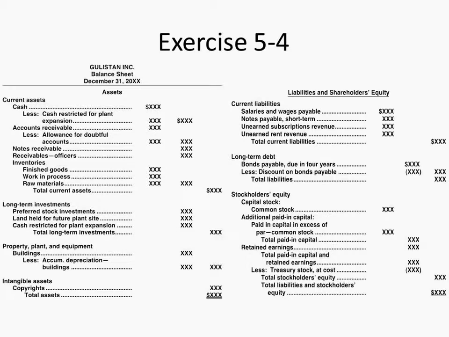Next, we have long-term investments. This may just be called investments. If it's just called investments, what's the assumption? That it's non-current. This says long-term. I would call this non-current. Okay? So preferred stock, land held for future plant site, cash restricted for future plant expansion. These are considered investments. Like I said, you take that money, you're putting it aside for a separate purpose.